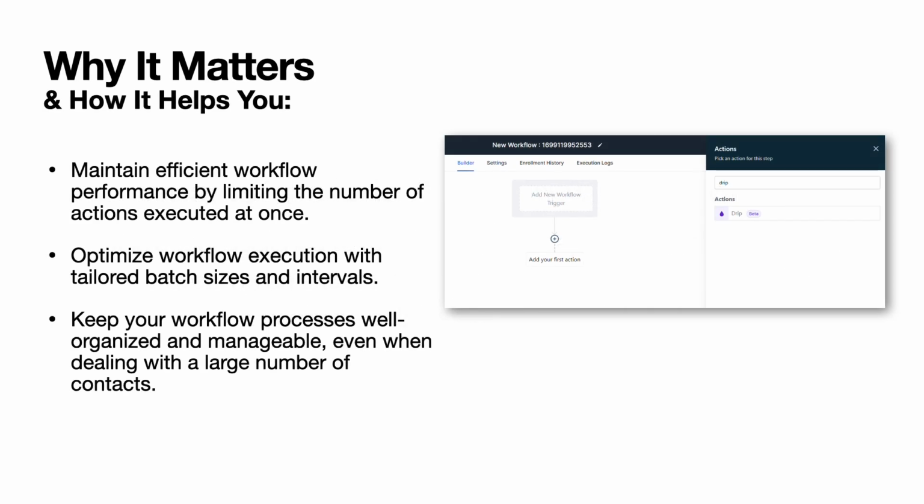Why this matters and how it's going to help you. This is going to help you maintain an efficient workflow performance by limiting the number of actions that are executed at one time. It's going to allow you to optimize workflow execution with tailored batch sizes and intervals. It's going to keep your workflow processes well organized and manageable, even when dealing with a large number of contacts going through that workflow.